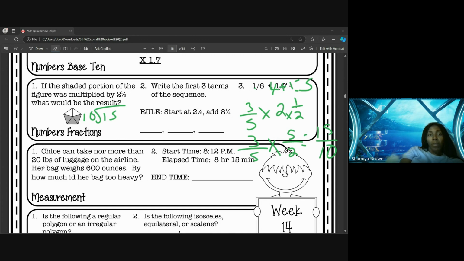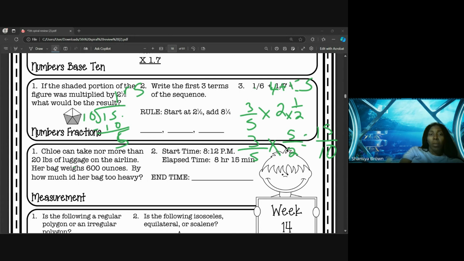10 goes into 15 one time. 1 times 10 is 10. Subtract, I get 5. Then I need to add a decimal so I can continue this. Well, actually, no, I don't. So I'm just going to have a remainder. Don't have anything else to bring down. I can have a remainder, but I'll turn it into a mixed number.